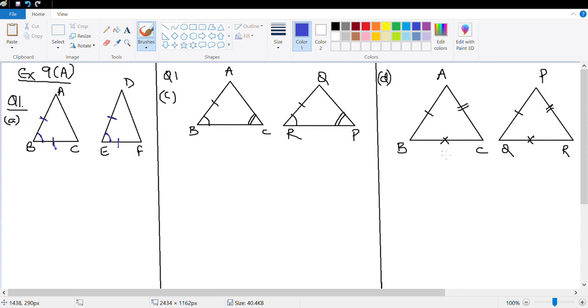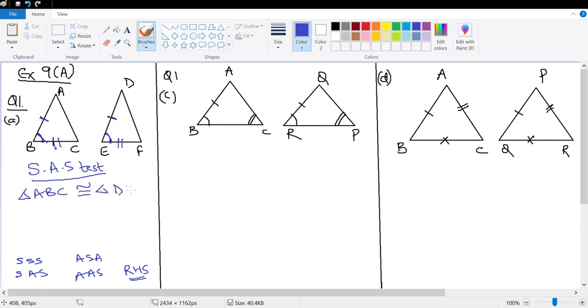Now when I look at the 5 tests, I always write them on the side: SSS, SAS, ASA, AAS, and RHS. So RHS we should look at only when it's a right angle. There is no information given. I notice this side is equal, corresponding side is equal, and included angle is equal. So this is basically a side angle side test. That's why these two triangles are congruent. So triangle ABC is congruent to triangle DEF. Again, please note the correspondence of sides and angles.